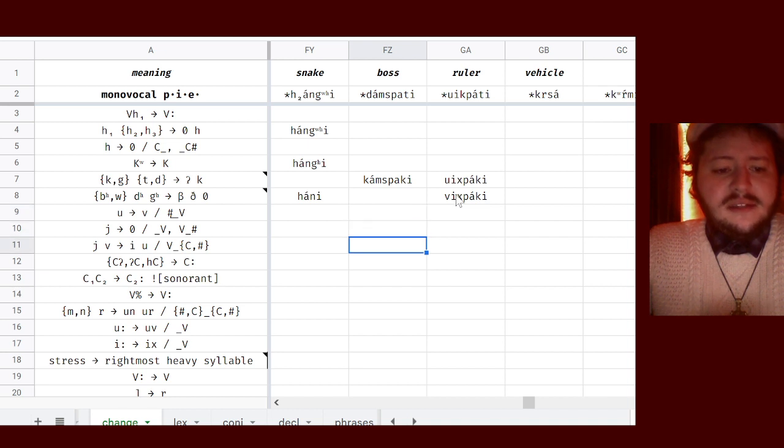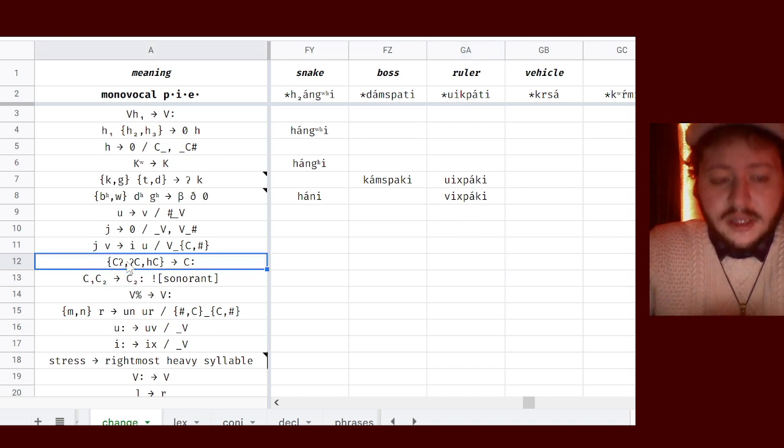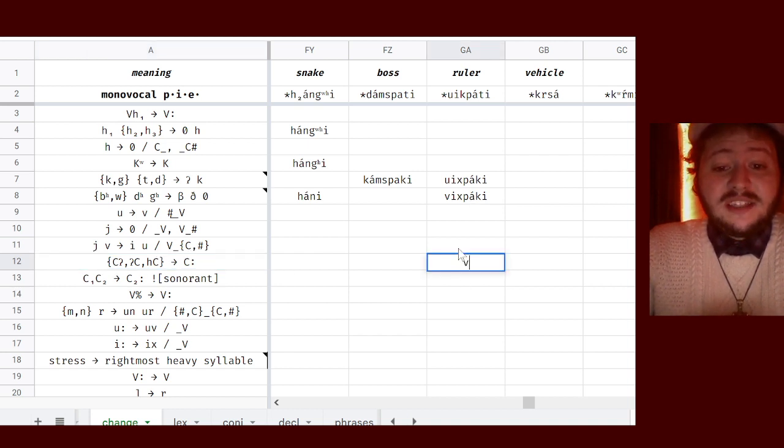Nothing else happens until here, because I have a glottal stop. What this rule means is a consonant followed by a glottal stop, or preceded by a glottal stop or by an H, the glottal stop is going to go away, and the H is going to go away, and it's just going to become that consonant doubled. So I have a glottal stop and then a P here. That's just going to become a double P.